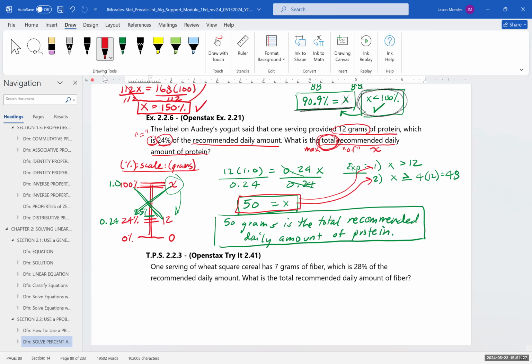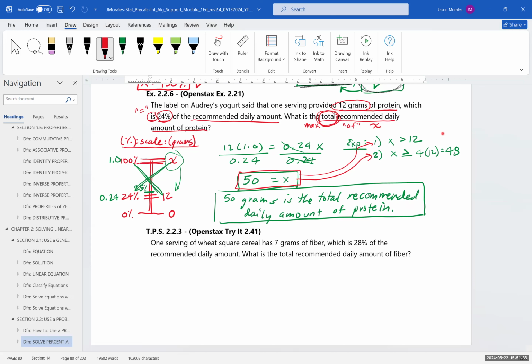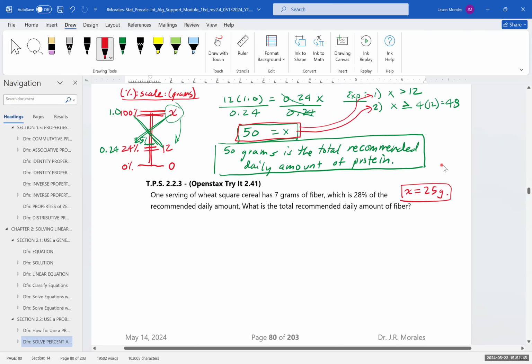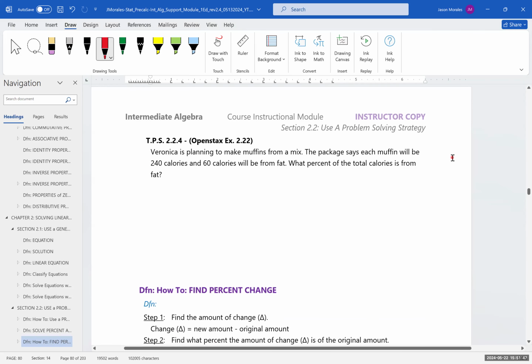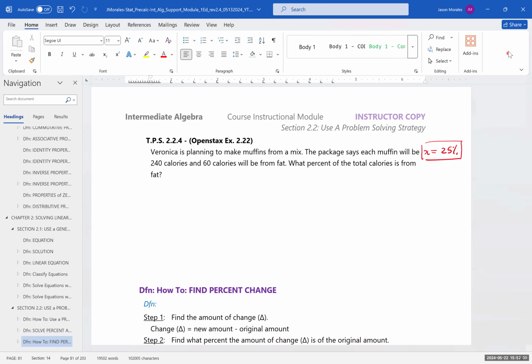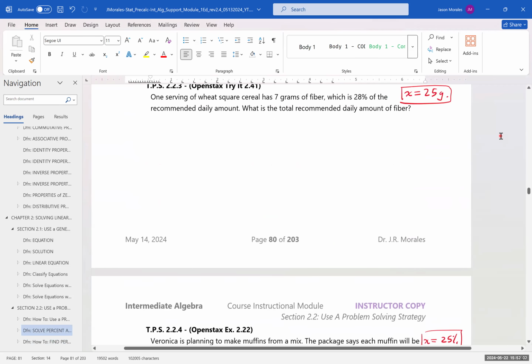So let me give you the answers to the following think, pair, share activities that come next. I'll give those a try. So this one we have x equals 25. So that'd be 25 grams. And for the next think, pair, share, this should be x equals 25%. So give those a try and let me know if you have any questions.